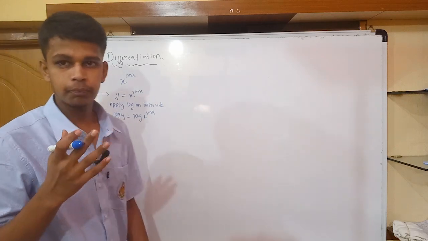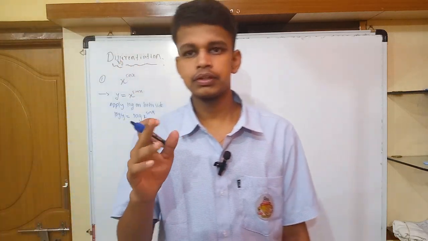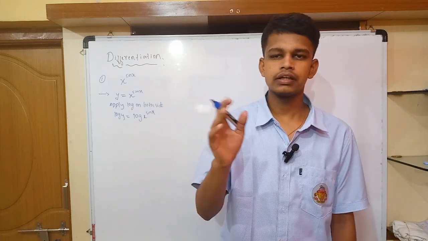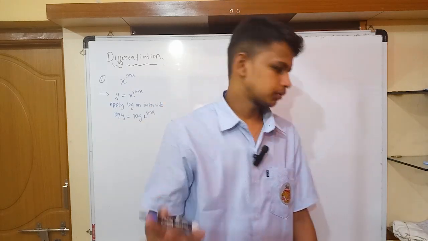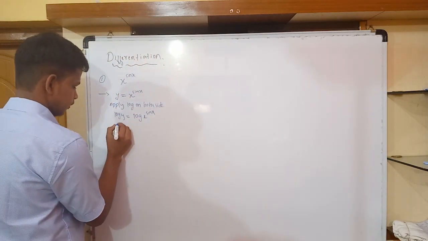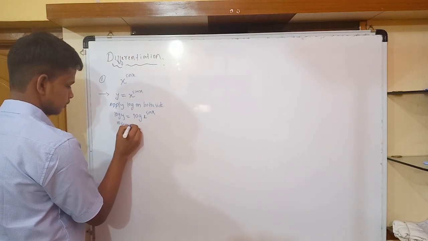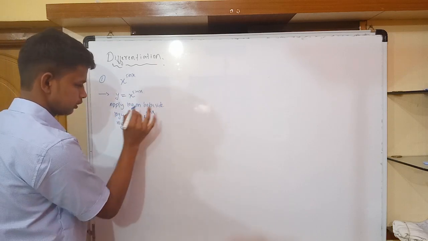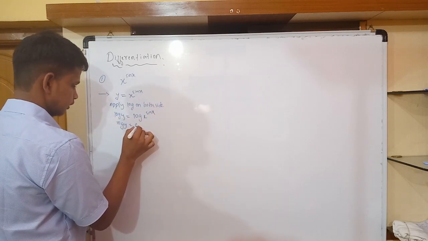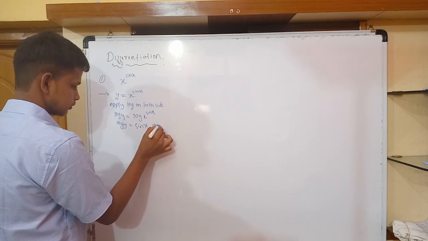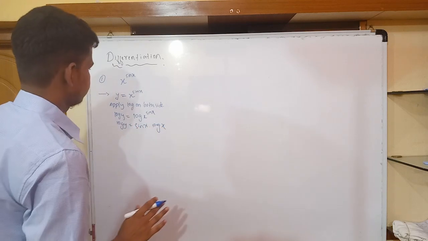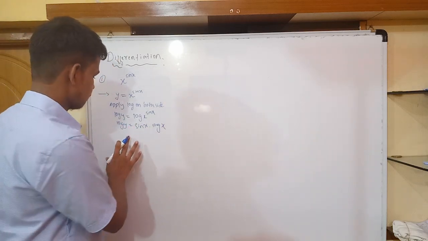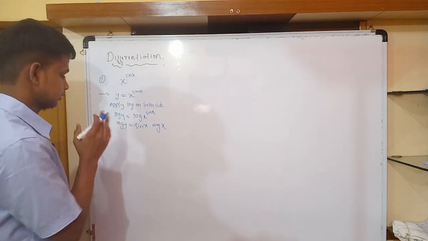We have the property that log m raised to n becomes n into log m. That is the property for log. Here log y as it is, and log x raised to sin x becomes sin x into log x. After getting it like this, we can find the derivatives easily.